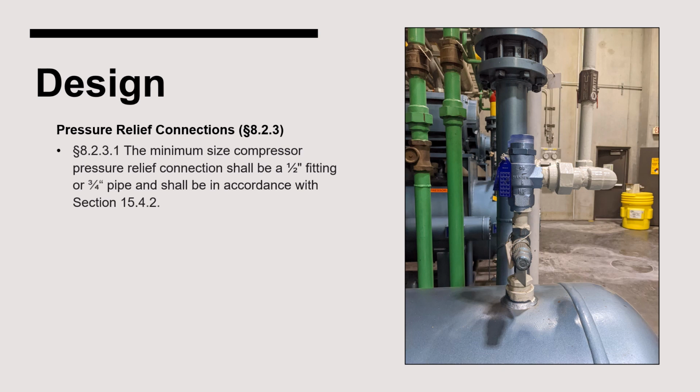Carrying on with pressure relief requirements, Section 8.2.3 requires that the relief connection at the compressor be a half-inch fitting or 3/4 inch pipe at a minimum. Therefore, larger connections are permitted.